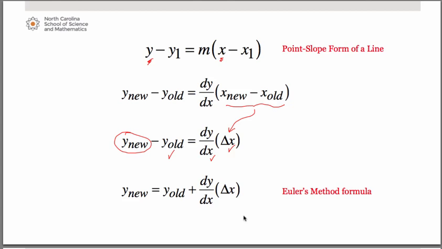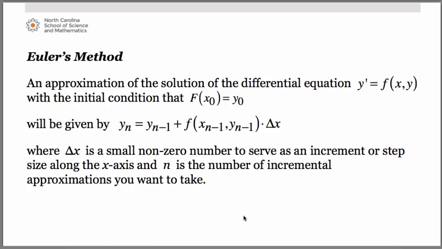Now what we have here is what I like to think of as a very usable formula. There is, of course, a more formal mathematical statement of Euler's formula. So let's take a look at that for a second. Euler's method states that an approximation of the solution of the differential equation y prime equals f of x, y. Think about what this means. This is saying that we have a differential equation, y prime. I easily could have referred to that as dy dx.